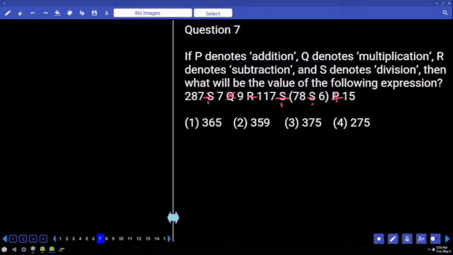First, 287 divided by 7. How much is that? 41. Now 41 into 9 minus 117 divided by, and 78 divided by 6 is 13. Now 117 divided by 13 is 9. Now the total value is 9, plus 15. Now 41 into 9 is 369. 369 plus 15 is 384, minus 9 is 375. Choice 3.